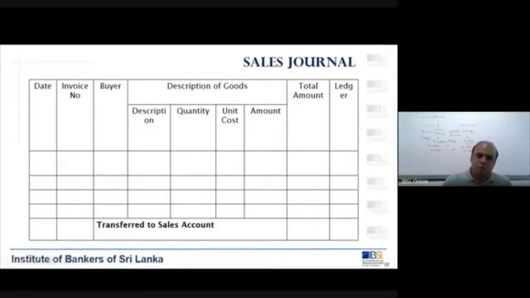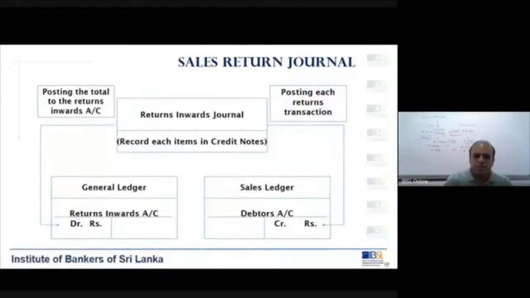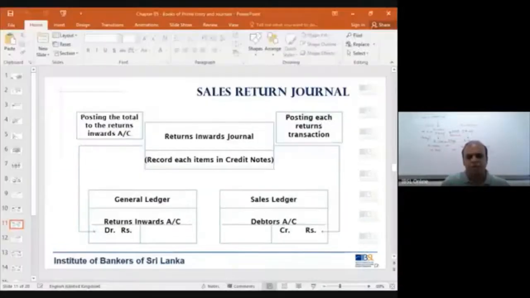So the total here will be not transferred to the sales account, but will be transferred to the sales return account. So that is what we have given here. This is called the returns invoice journal, and you will debit the return invoice account or the sales return account. You can call it by any name, return invoice account or the sales return account. And the credit will go to the debtors account. Any questions? If you have any questions, you may raise.